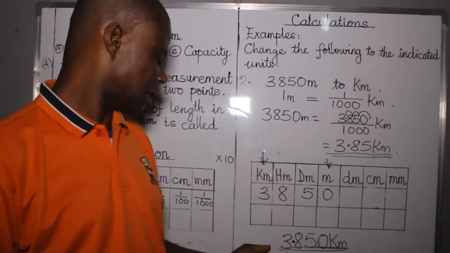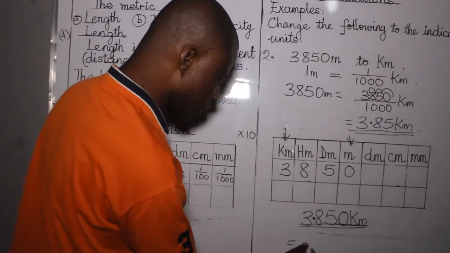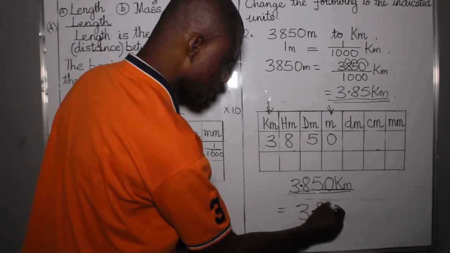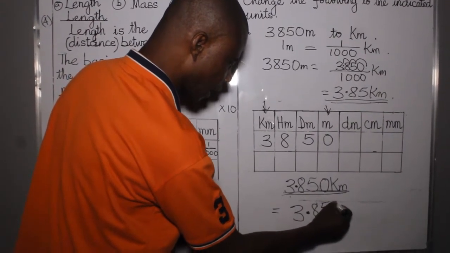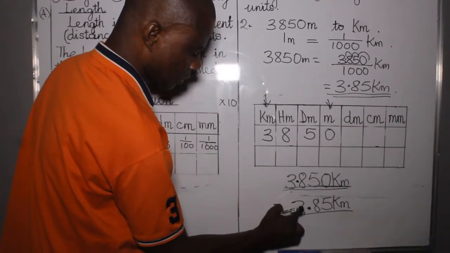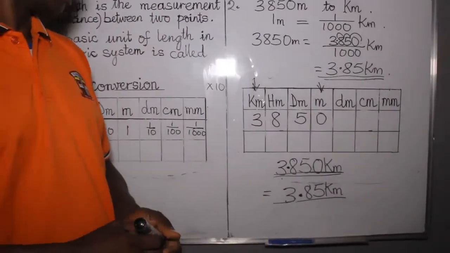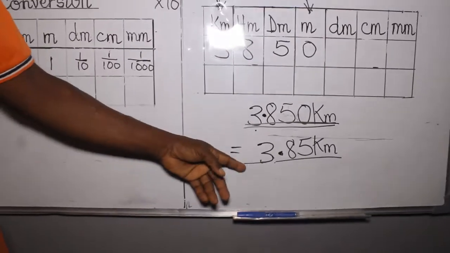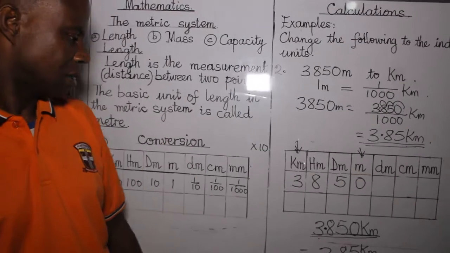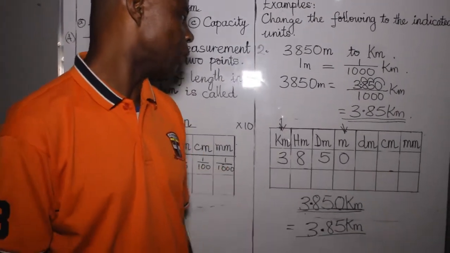And this is the same thing as 3.850, or could be written as 3.85 kilometers. The first one is correct, and the second answer is also correct. But this is more approved compared to this, because the 0 here is not valuable. So it's going to boil down to 3.85 kilometers.